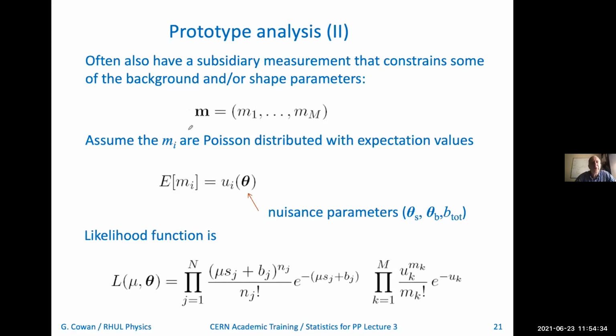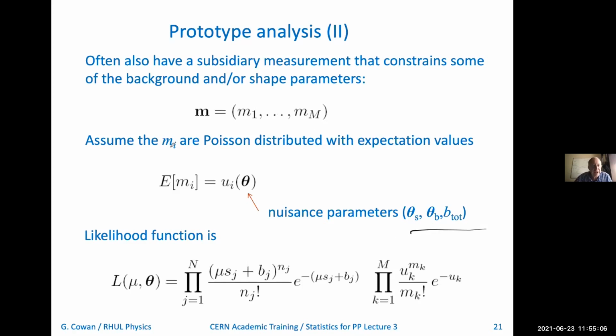But let me suppose for this example that I measure some other quantity and I put the result in a different histogram. And I'll call that m. So m1 through m sub capital M, these are the number of entries that I find in bins of this control measurement. And I've set up this control measurement so that the expectation values of these m sub i are some given functions of the nuisance parameters. Here, theta just denotes any of the possible nuisance parameters.